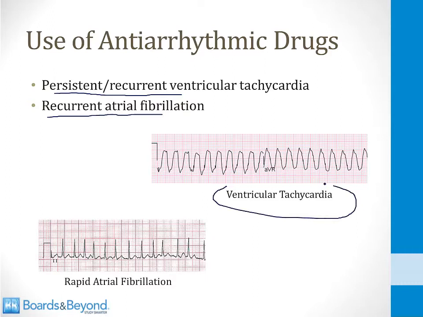This shows an EKG strip of ventricular tachycardia. This is a life-threatening rhythm. It can degenerate into ventricular fibrillation and cardiac arrest. So patients who develop this arrhythmia are often placed on antiarrhythmic drugs to prevent ventricular tachycardia from occurring.